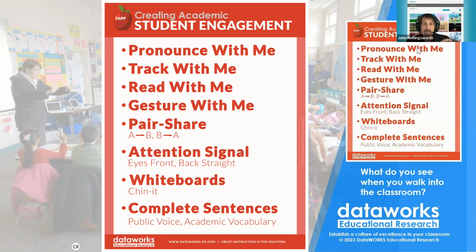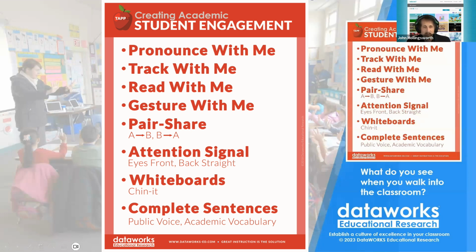So I'm just going to go over this very quickly, and then we'll go over it more in detail, because I'm going to use it during the training because I want the audience to be engaged. So the first strategy is pronounce with me. I'm going to ask you to read things with me. Or of course, you're going to ask your students to read things with you.